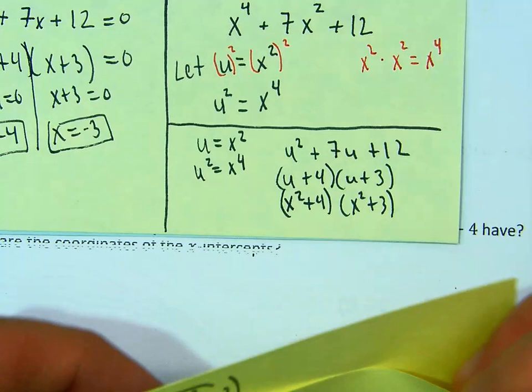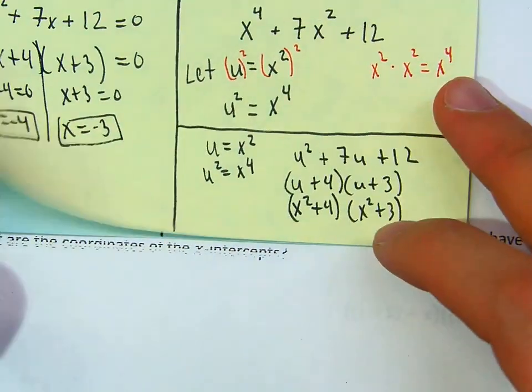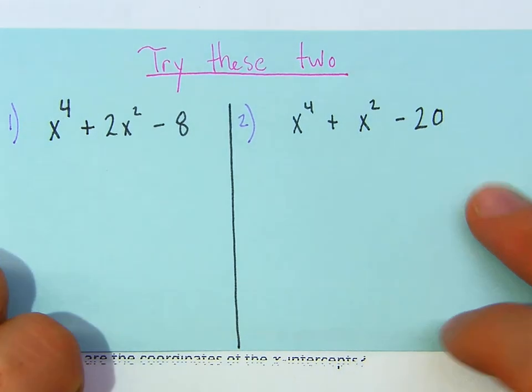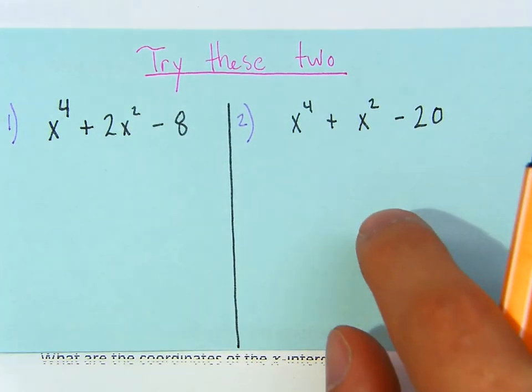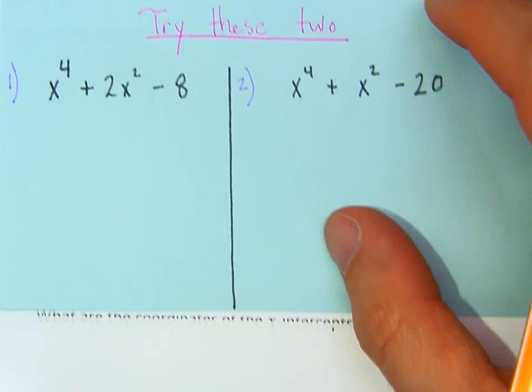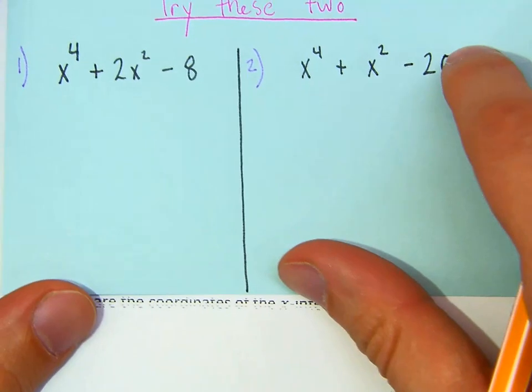All right, so what I want you to do is try and do these two on your own. Try and factor these two using a u-substitution technique. All right? So let's see. And let's say you tried it on your own.